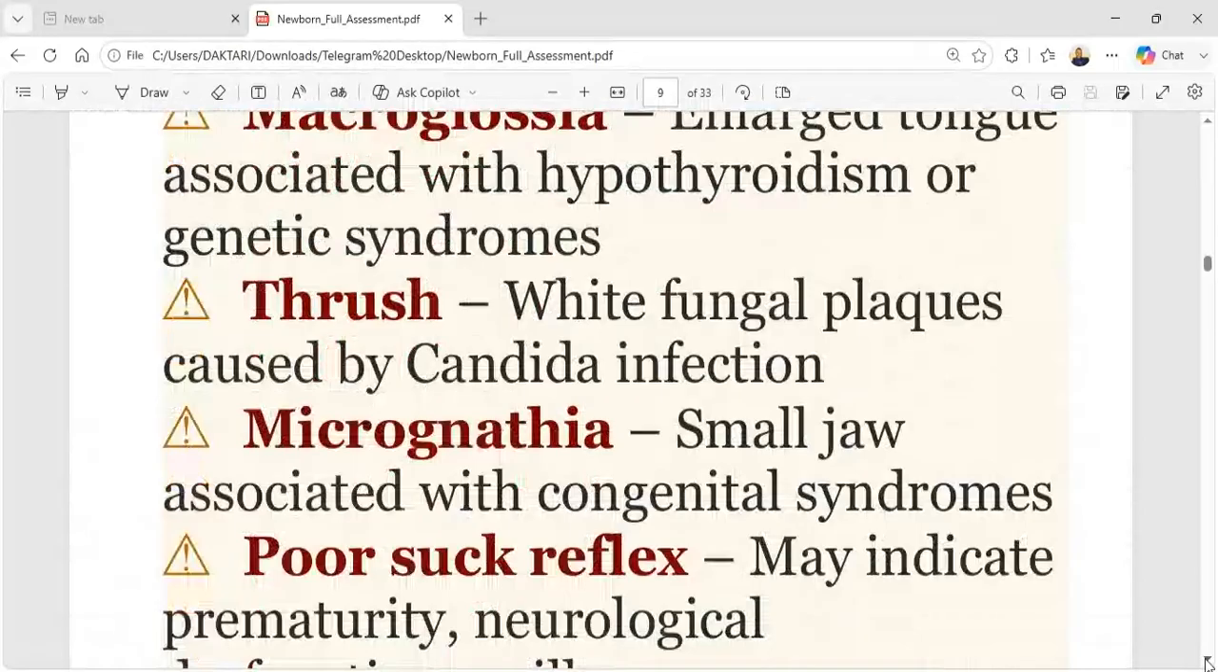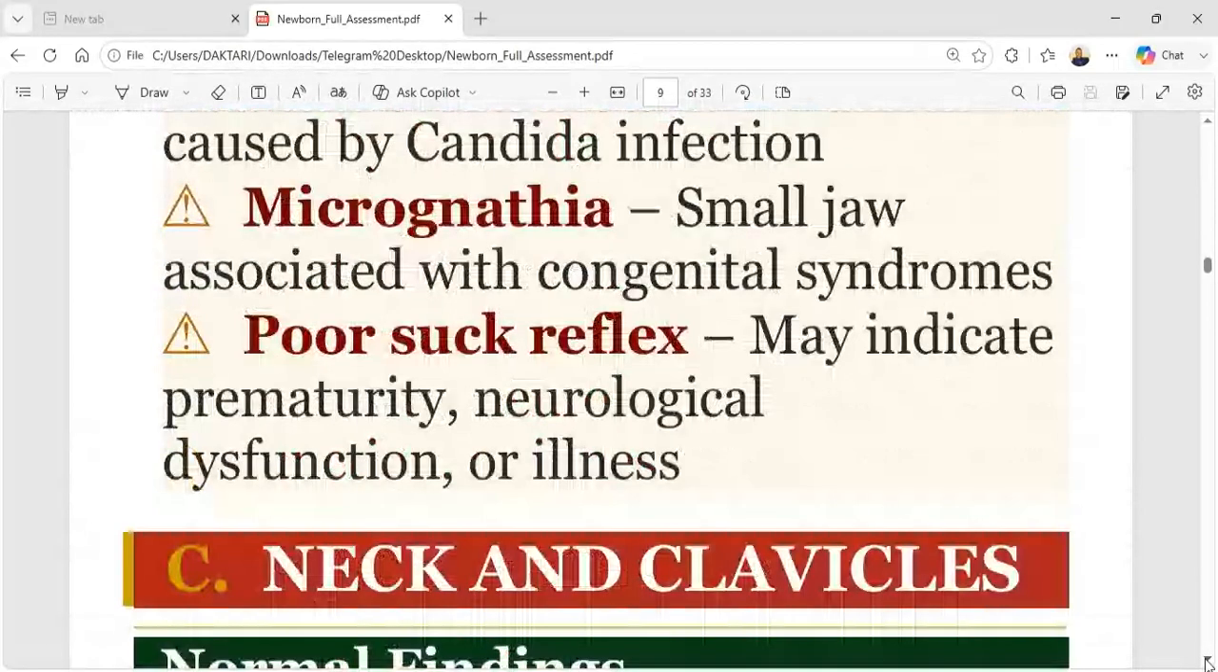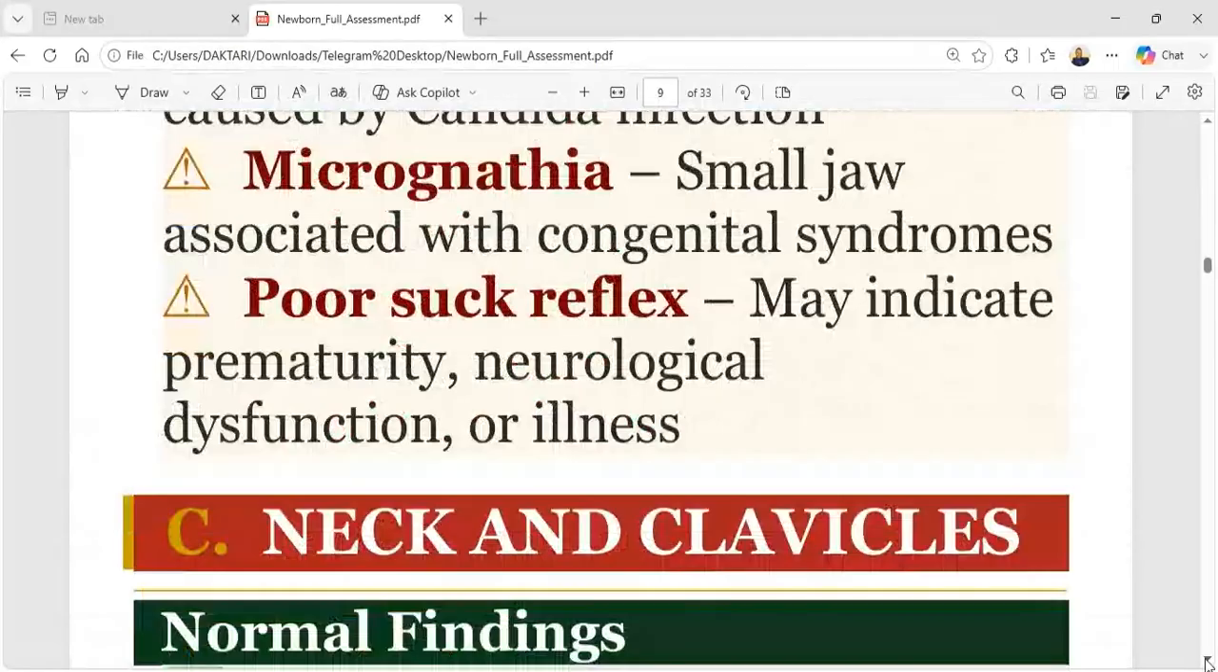You know what to do on that. Then you check on micrognathia, a small jaw associated with congenital syndromes. Check on the poor suck reflexes, which may indicate prematurity, neurological dysfunction, or illness.